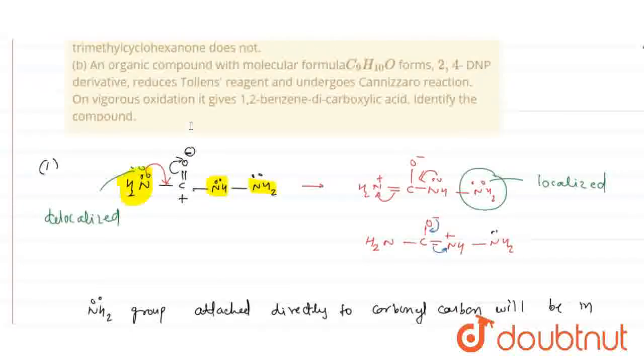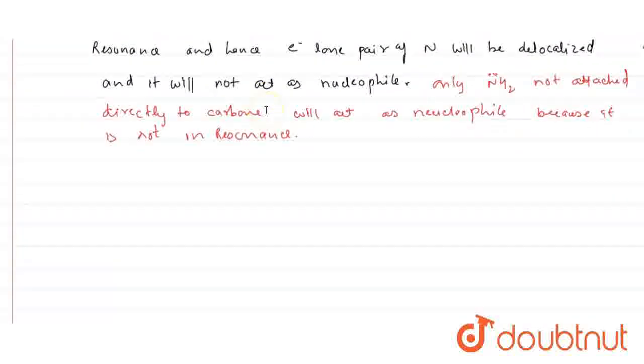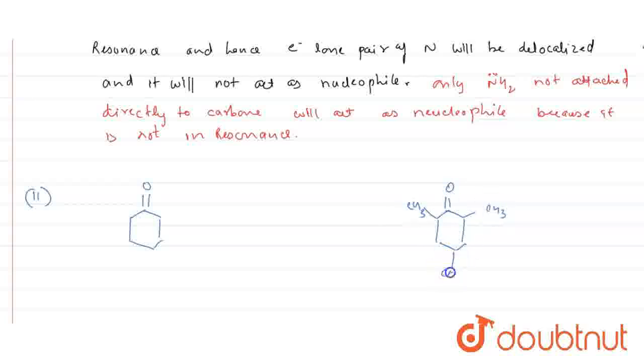Now moving towards the second one. It's telling that cyclohexanone forms cyanohydrin in a good yield, but 2,4,6-trimethylcyclohexanone does not. So in the second, we have cyclohexanone, that is this structure, and one structure we have here, that is 2,4,6-trimethylcyclohexanone. And we are reacting it with HCN. So the CN will be the nucleophile, and a nucleophile attacks an electrophile. When the pi bond shifts to oxygen, it becomes negative, and this carbon becomes positive in both cases.